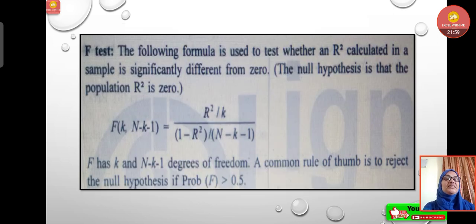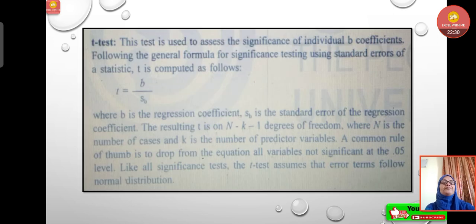Now F-test, this is very important. The following formula is used to test whether an R square calculated in a sample is significantly different from 0. The null hypothesis is that the population R square is 0. This is very important. F has k and n minus k minus 1 degrees of freedom. A common rule of thumb is to reject the null hypothesis if the probability of F is greater than 0.5.